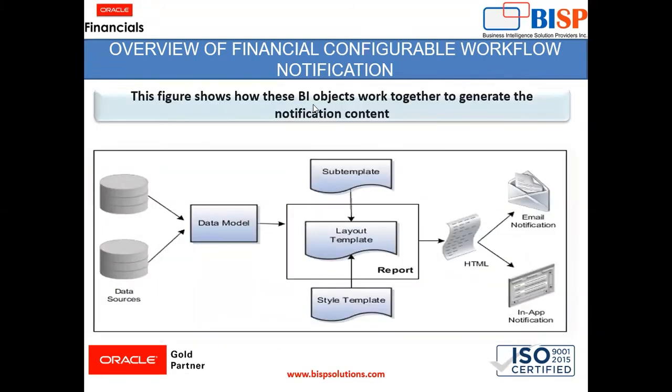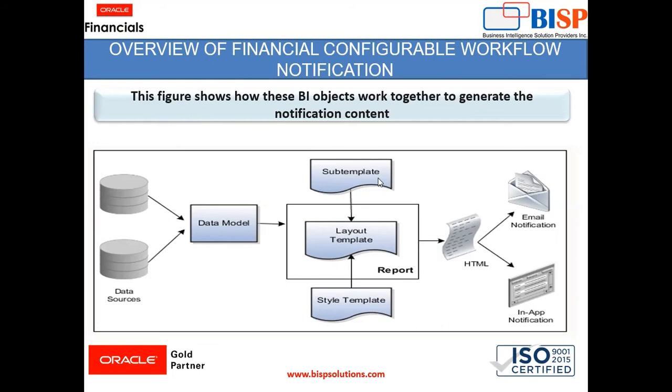This figure shows how these BI objects work together to generate the notification content. BI objects are nothing but Business Intelligence objects. So how are they working together to generate the notification? We are going to see that in this image. So first of all, what is a data source? It stores the attributes and attribute values for business objects and transactions in the application. Now moving towards the data module. It determines which attributes from the data source are available to be included in the notification and how data is retrieved.